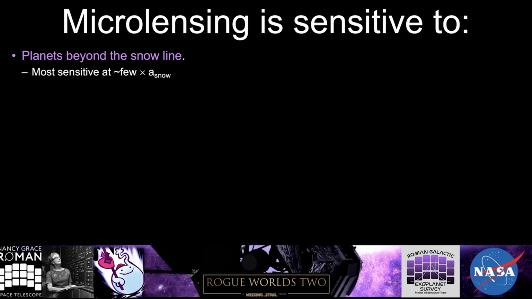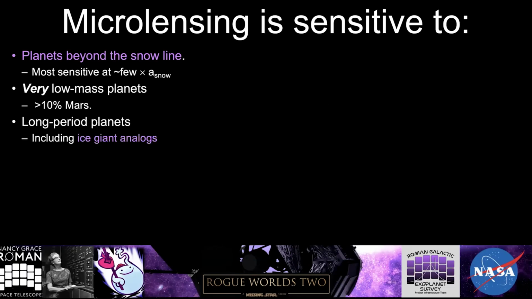So microlensing is sensitive to planets beyond the snow line. That makes it complementary to other techniques. It's sensitive to extremely low mass planets, all the way down to 10% the mass of Mars, maybe even lower in some cases. Long period planets, including ice giant analogs. As far as I know, this is the only technique to detect mature ice giant analogs. Perhaps you can detect young ice giant analogs in protoplanetary disks. We'll talk about that briefly at the end of this.